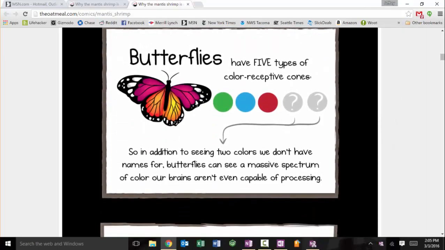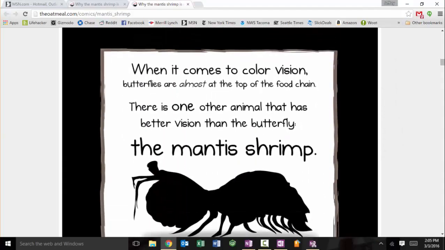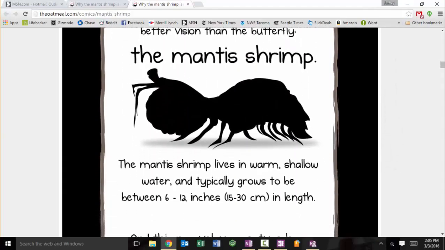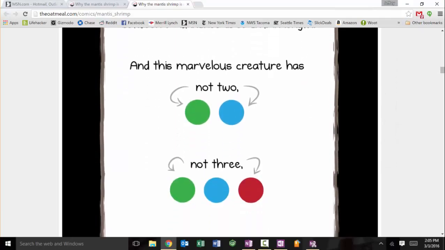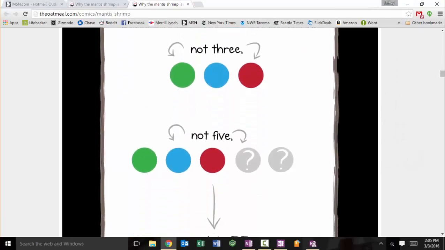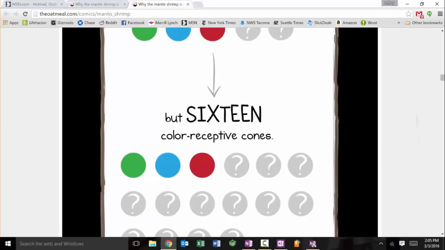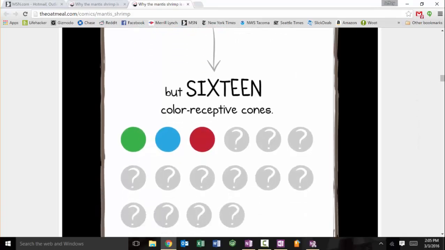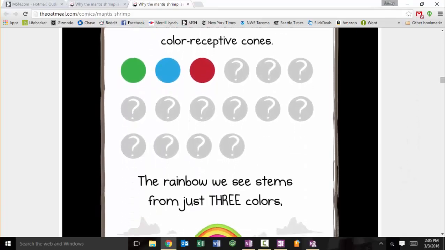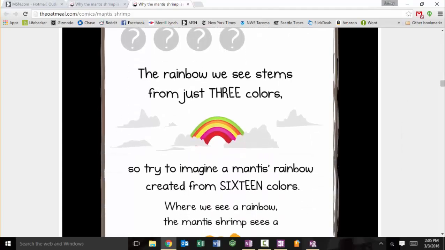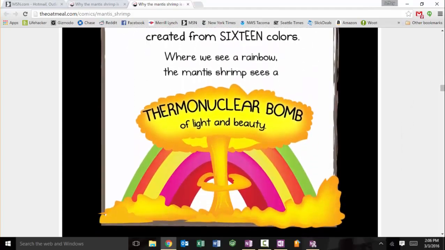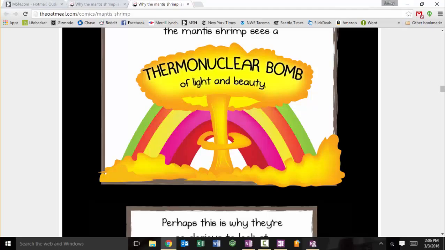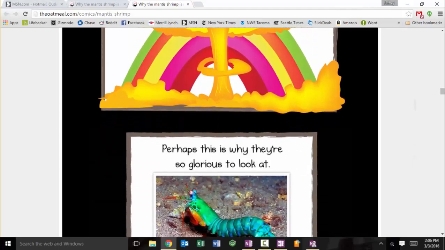Butterflies have 5 different color receptors, so they can see deep into the IR frequency and some UV light that we just simply can't see. When it comes to the mantis shrimp, they don't have 2, they don't have 3, they don't have 5 like the butterfly. They have 16 different color receptors, so they can see colors that we can't even imagine seeing. So they can see a thermonuclear bomb of light and beauty.